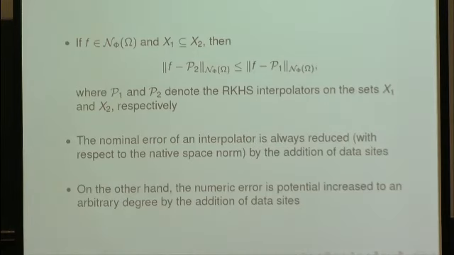One thing that you can show, and I'll say it in a loose way, is that you always reduce your error by adding more data. This is less than or equal, so maybe you don't strictly reduce it. And this is in the native space norm, so this is in a bit of a funny space. But essentially, you can always make things more accurate in nominal error by adding more data. Even if you put a data point right beside an existing one, it's going to reduce the nominal error.